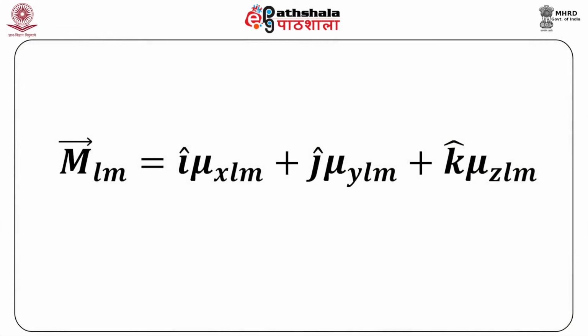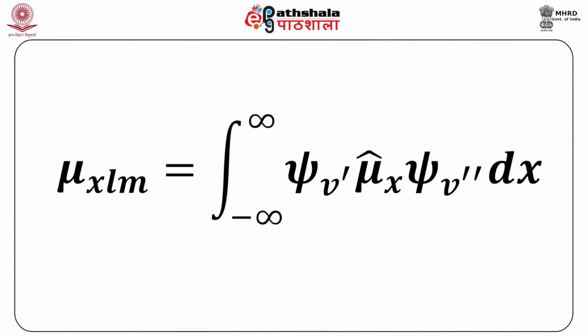So we have a bracket consisting of straight lines, which can be expanded into its components in the 3 Cartesian directions. That is, M_LM is i, the unit vector in the x direction, times mu x_LM, plus j mu y_LM, plus k mu z_LM. i, j and k are unit vectors in the x, y and z Cartesian directions. If all 3 components are 0, the transition is forbidden. Alternatively, if at least one of the components is non-zero, the transition will be allowed.